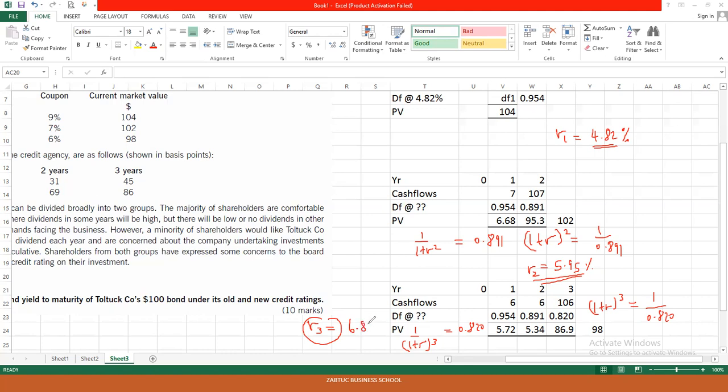6.84. Anyone second that? 6.83. Okay, those are just rounding errors. You both basically have the same answer. No, the accurate one is 6.83, whether rounding off or not. Are you using your spreadsheets?